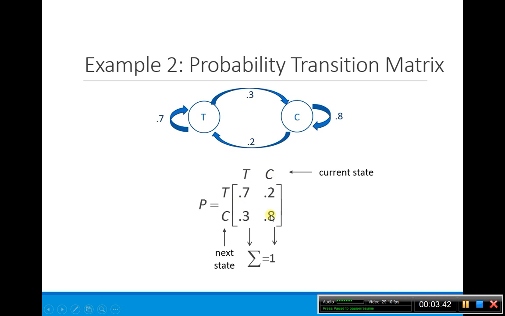So double check, make sure that you've done everything correctly. The columns should sum to 1, and they do, so at least on the surface, it looks like you've done things correctly.